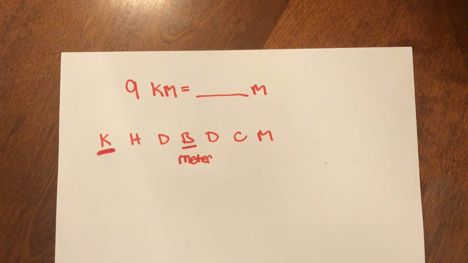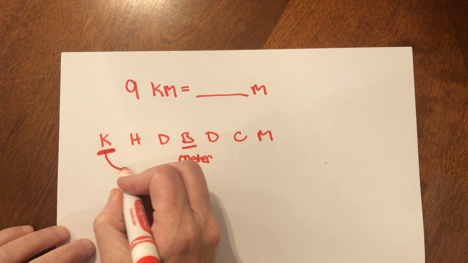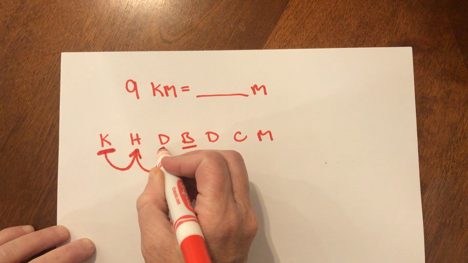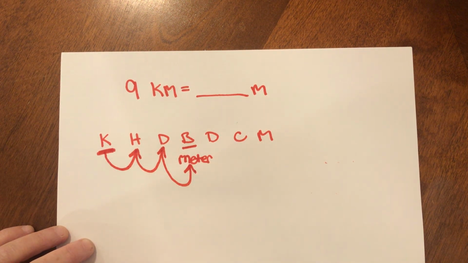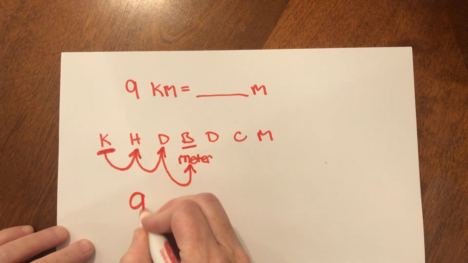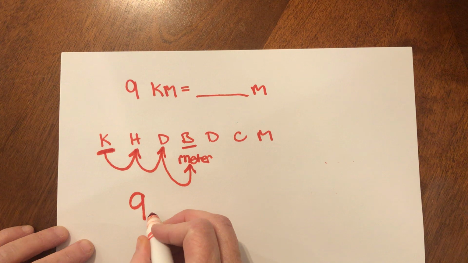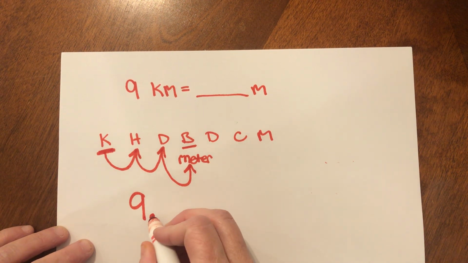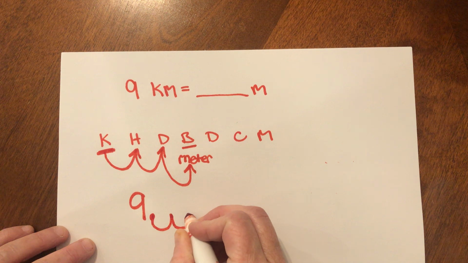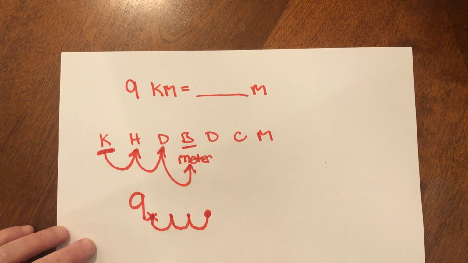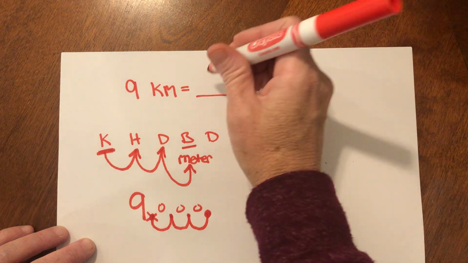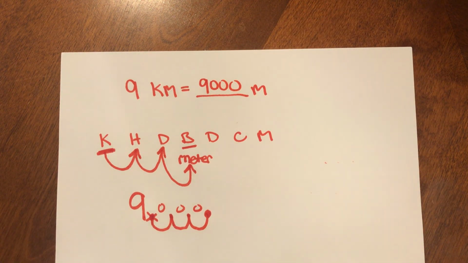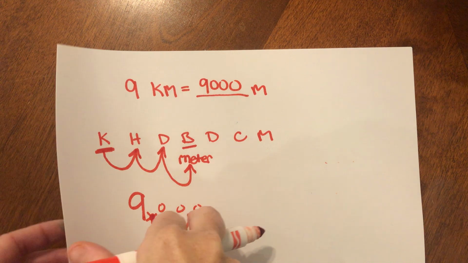Well, how many spaces am I moving that? Well, I'm moving not there. That would be 1. That would be 2. They want me to move it 3 spaces to the right. So what I'm going to do is I'm going to take my 9, I'm going to put a decimal because it doesn't have one. Whenever it doesn't have a decimal, you add it to the end. And I'm going to move that decimal 1, 2, 3 spaces to the right. So I have, and I filled in my empty spots with 0, 9 kilometers is equal to 9,000 meters. 9,000 meters.